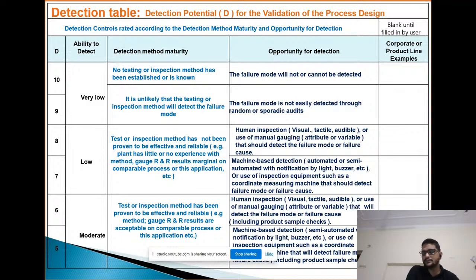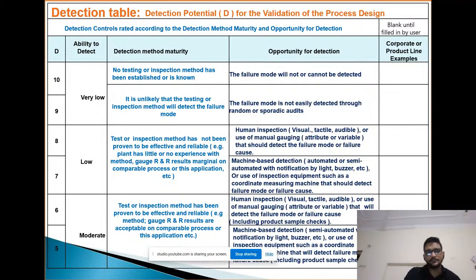And in case of rating 7, machine-based detection like automatic or semi-automatic with notification by light, buzzer, etc., or use of inspection equipment such as coordinate measuring machine CMM should detect the failure mode or failure cause. Means machine-based detection is rating 7, and 8 is human inspection, and 9 is not detected easily, random or sporadic. 10 is the failure mode will not or cannot be detected.